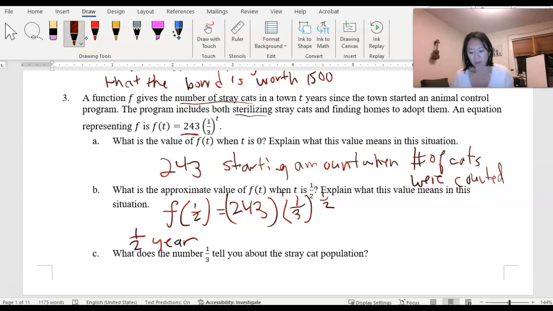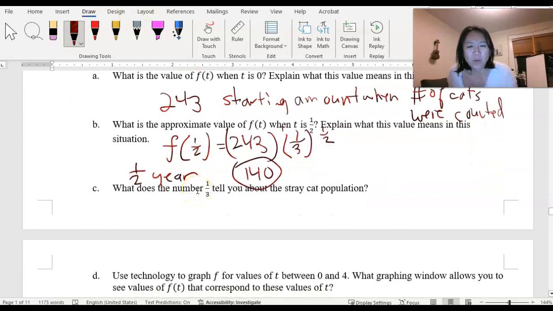So we have 1/3 to the power of 1/2, which is 0.577 times 243, which gives us 140. So after half a year, we now have 140 cats. This makes sense because we are decreasing the amount to 1/3 or by 2/3, and so what's left is 1/3. And so at half a year, it would be more than 1/3 of the cats.